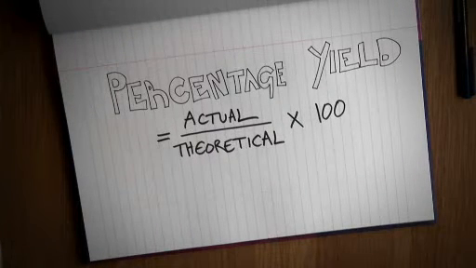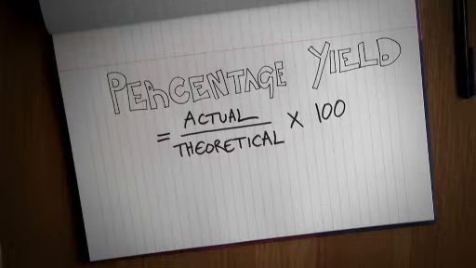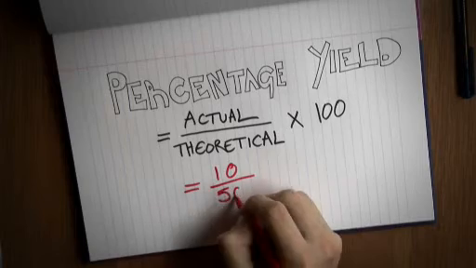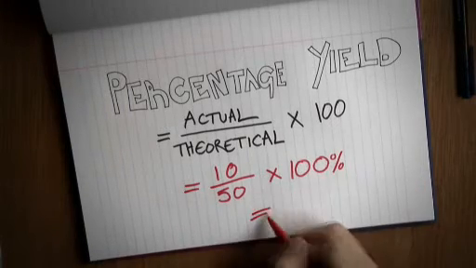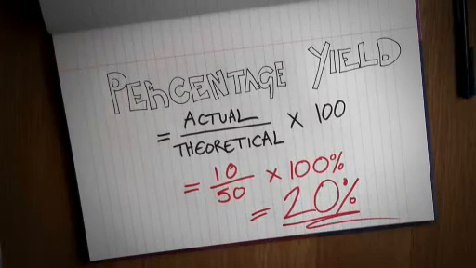So if I was supposed to get, say, 50 grams of a product and I actually got 10, what would be the yield then? It would be 10 divided by 50, which is 0.2, and then times by 100%, so 20%. So why isn't the yield 100%?